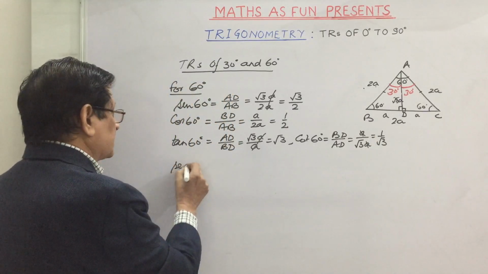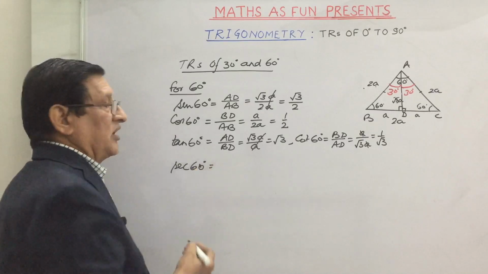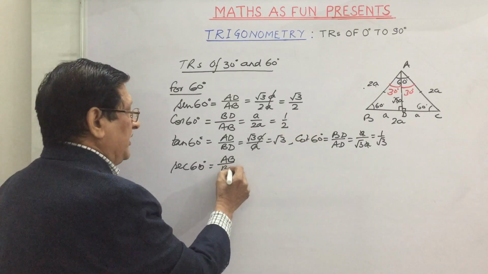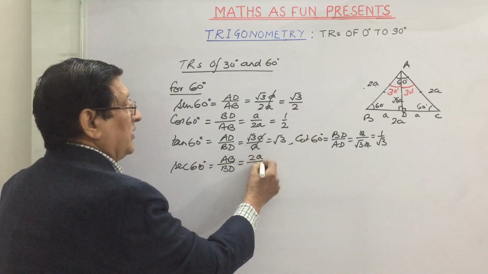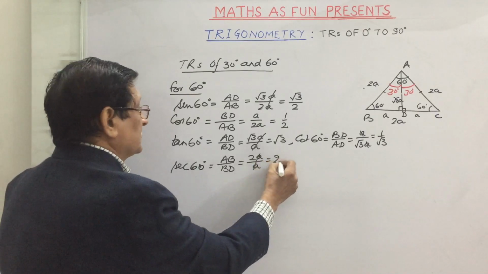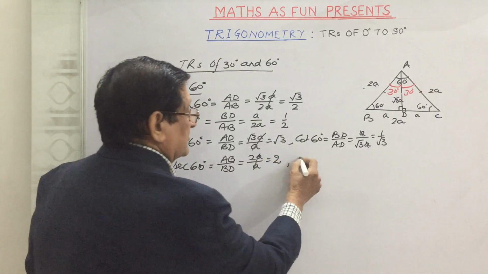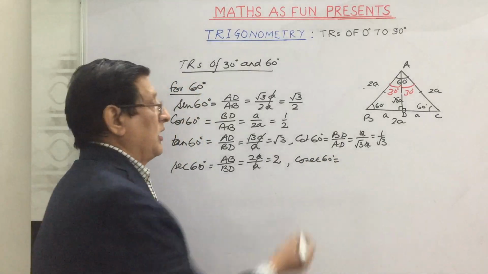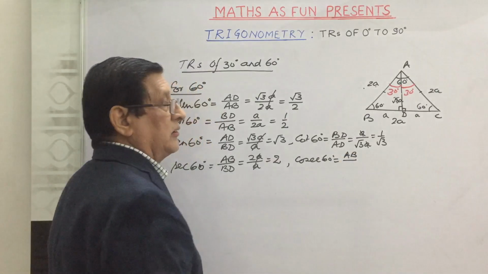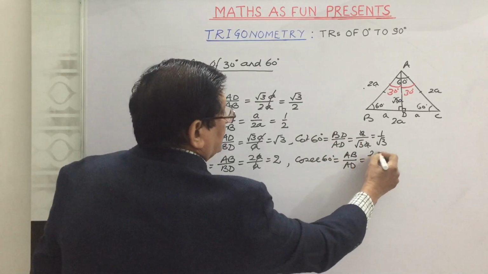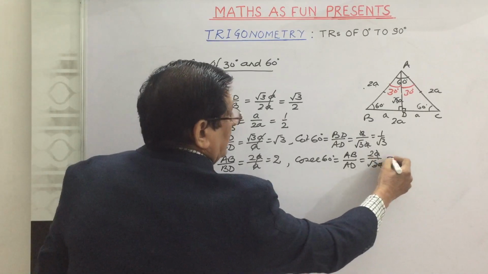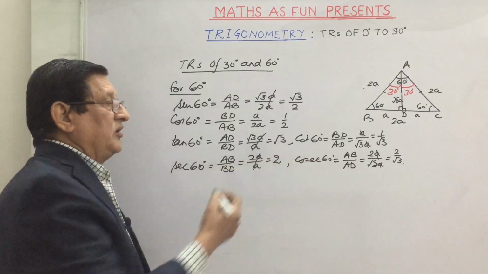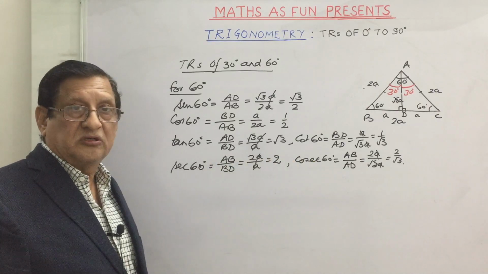Now we go for sec 60. We know sec 60 is hypotenuse upon base. Hypotenuse AB, base is BD, and we get the value as 2a upon a, the value comes as 2. Cosec 60 is hypotenuse upon perpendicular. Hypotenuse AB, perpendicular is AD, this comes as 2a upon root 3a, and the value comes as 2 upon root 3. So we could get the values of all trigonometrical ratios of 60 degrees.